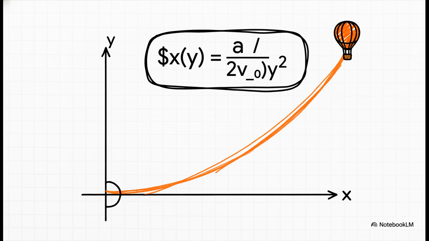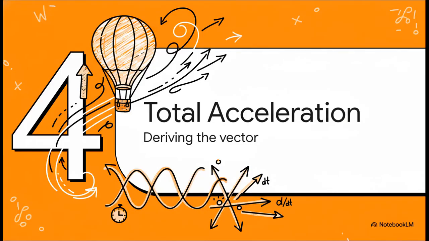So after we do that quick integration, what do we get? We find out the balloon's path is a parabola. The sideways drift, x, is proportional to the square of the height. And that makes perfect sense, doesn't it? The higher it goes, the stronger the wind, and the more it gets pushed sideways, creating this ever-widening curve across the sky. Awesome. Part A is in the bag.